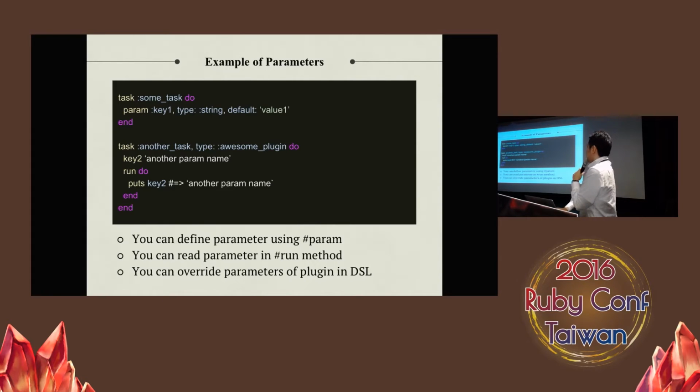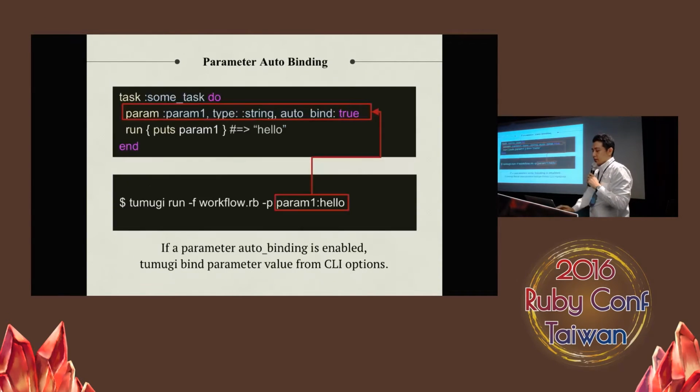Parameter also provides a feature which binds a value from the CLI parameter. So if you want to set column 1 from the CLI option, you set the option to true and pass the parameter like this, key column value. So you run this data pipeline. You can see the hello.